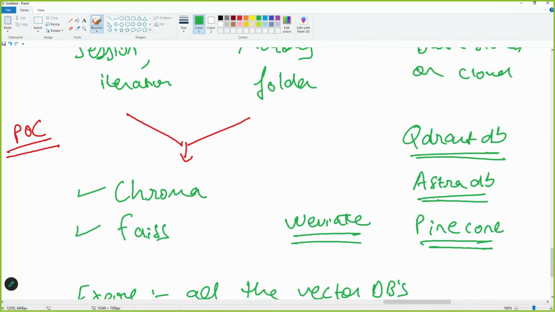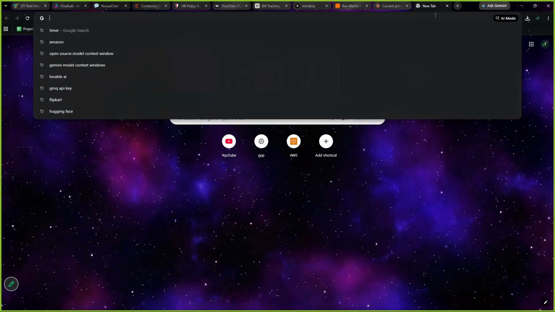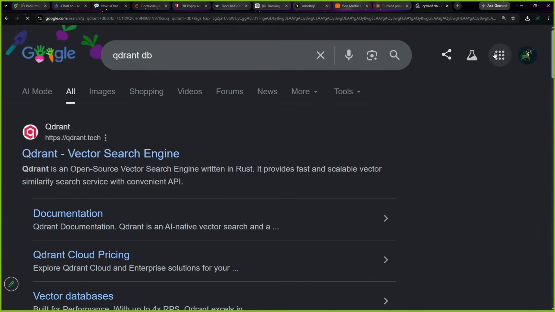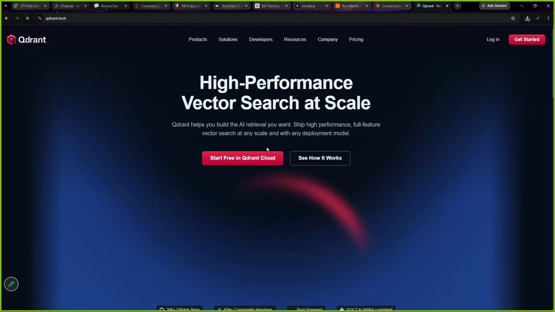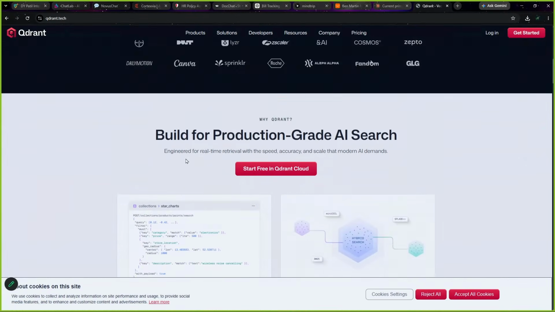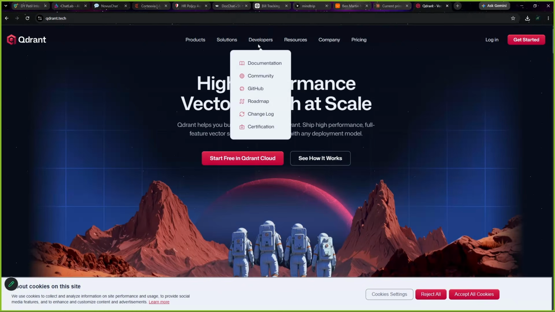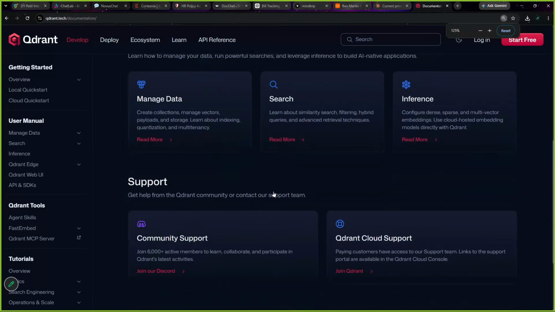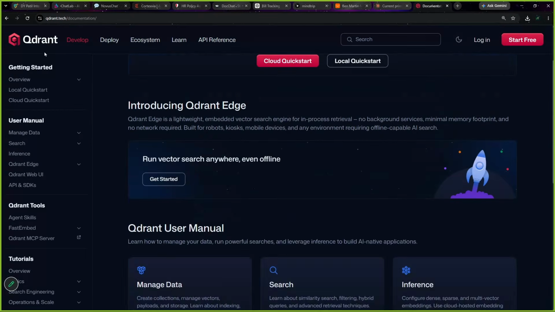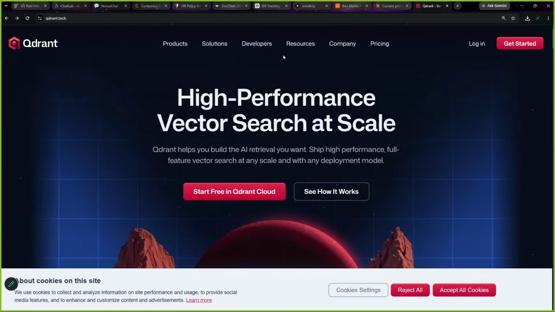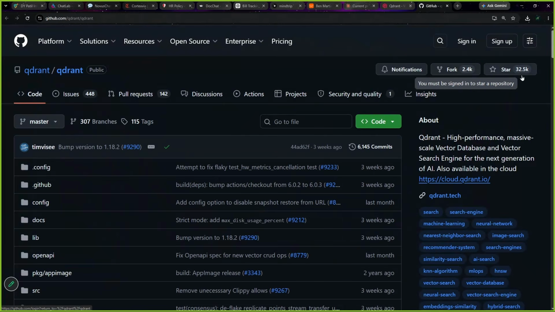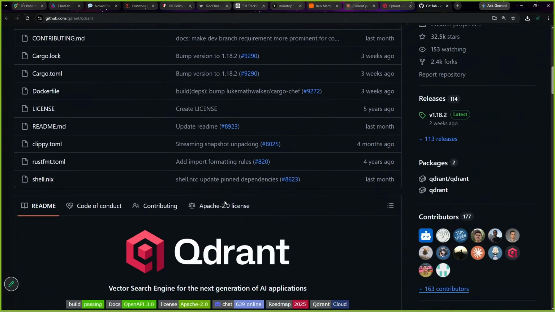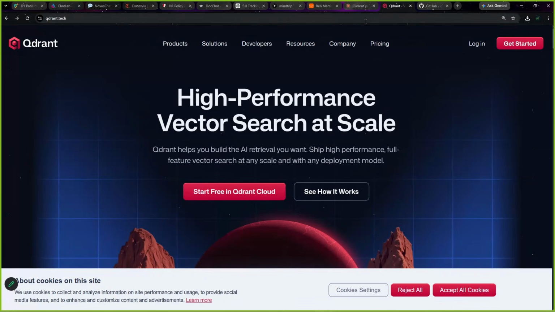So how will you do all of this? I can simply go here and search Qdrant DB. If I open the Qdrant database, I can see this is the website, and it will also have documentation. You can go to the documentation and read about what Qdrant DB is, how you can store your data, and why we need it. Apart from this, there will also be GitHub. If you go to GitHub, you will see how many stars it has. This shows the community level of Qdrant DB. You can read about it.